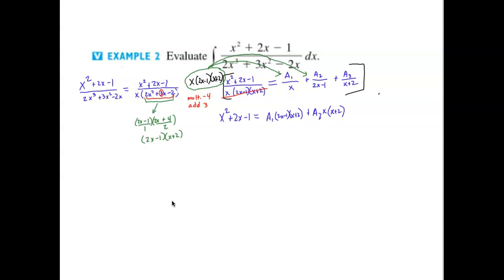And then lastly, when I multiply it all the way over to the A3 term, the x plus 2 factors will cancel out, but I'll be left with A3 times x times 2x minus 1.